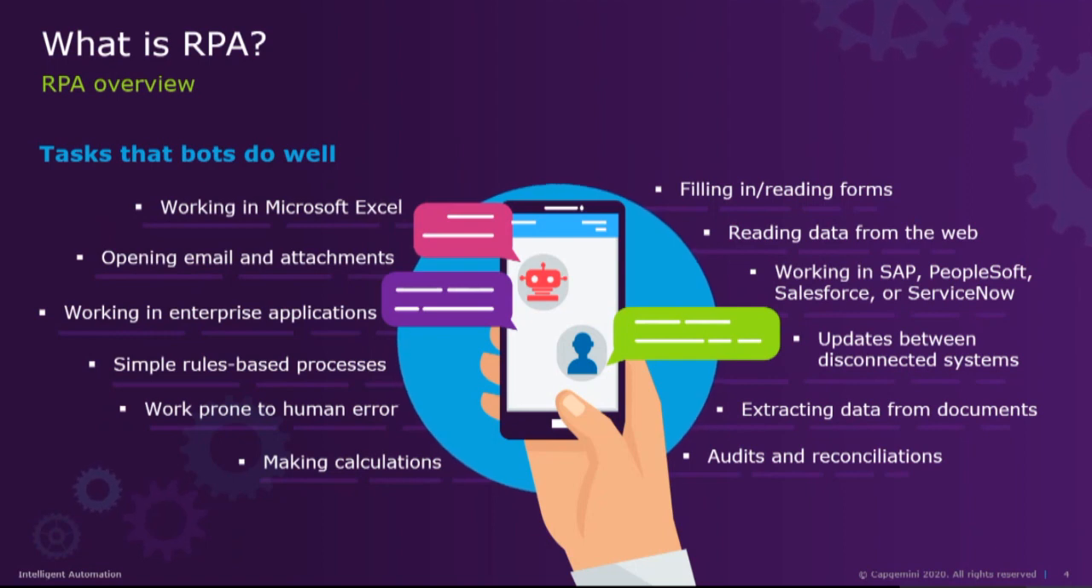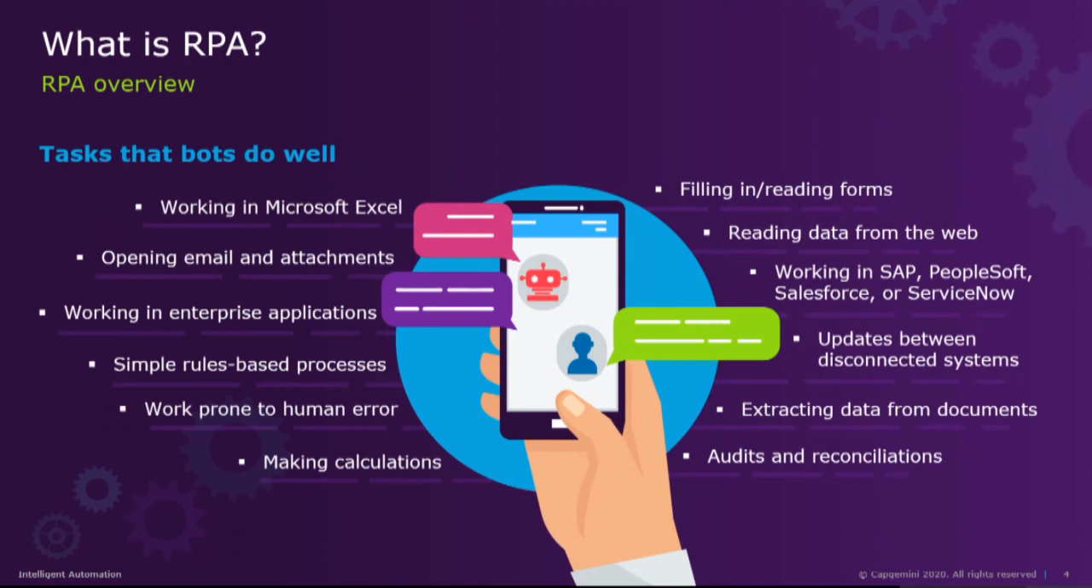Because RPA works through user interfaces and performs repeatable rules-based tasks, there are a couple of areas where RPA can be applied to do tasks really well. RPA works really well in Microsoft Excel-based tasks where somebody might be extracting some data from SAP or PeopleSoft or somewhere, and then aggregating that data or working on it, building reports and submitting information back into other systems.